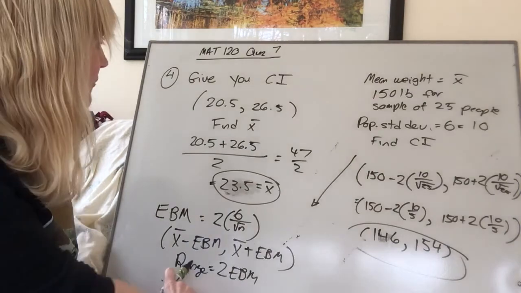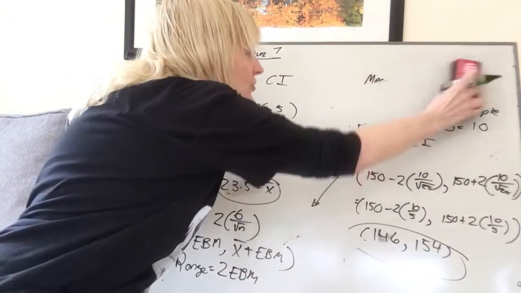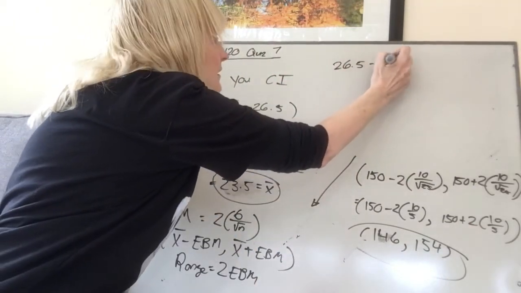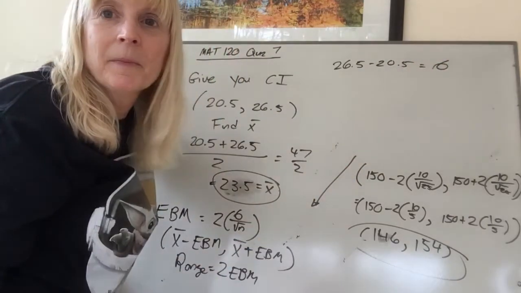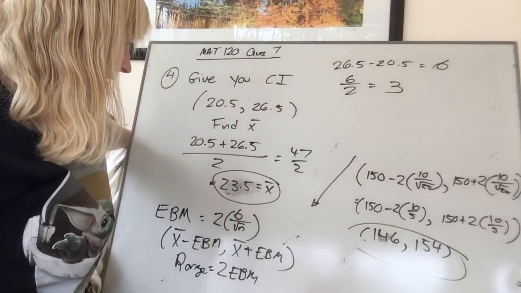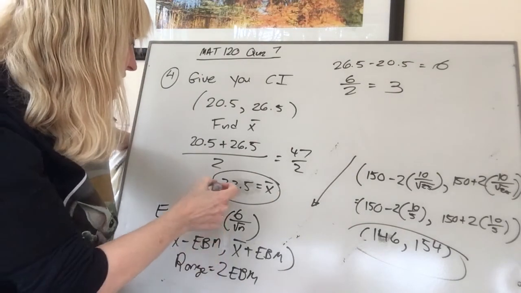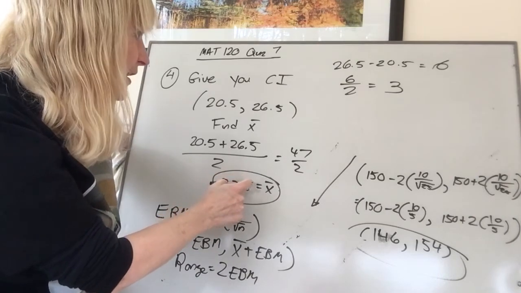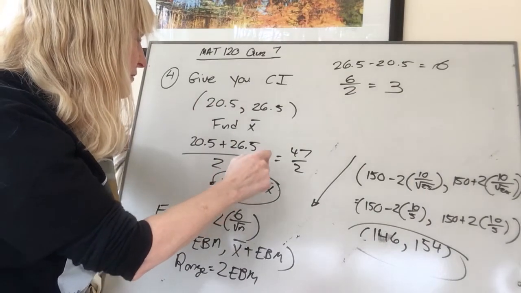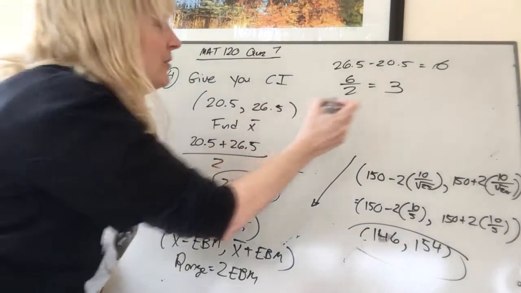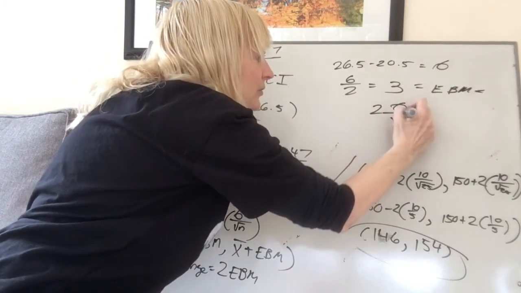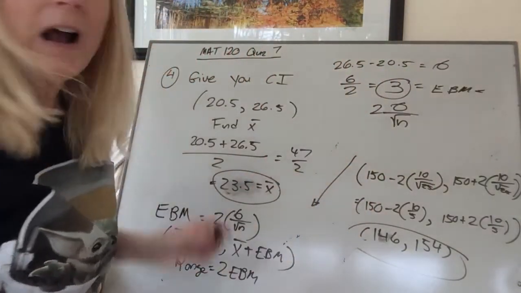So what is our range? The range is the big number minus the small number. Isn't that just 6? And if you do 6 divided by 2, you get 3. So our X bar is 23.5 minus 3, that gives you 20.5. And 23.5 plus 3 gets you 26.5. So that's equal to your EBM, which is equal to 2 times sigma over the square root of n.